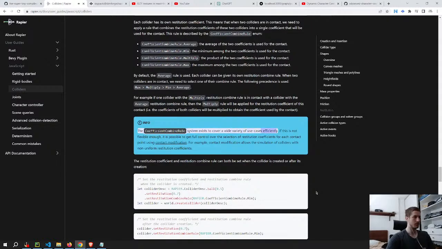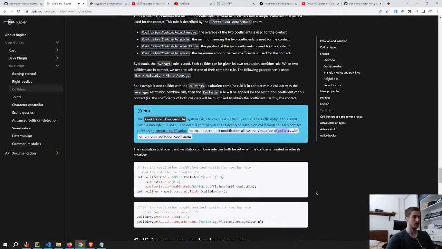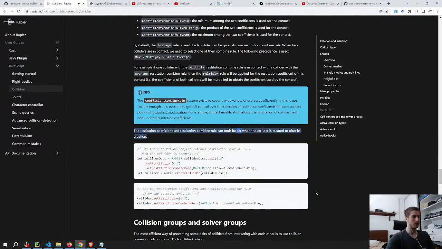The coefficient combine rule system exists to cover a wide variety of use cases efficiently. If this is not flexible enough, it is possible to get full control of the selection of restitution coefficients for each contact point using contact modification. For example, contact modification allows the simulation of colliders with non-uniform restitution coefficients. The restitution coefficient and restitution combine rule can both be set when the collider is created or after its creation.